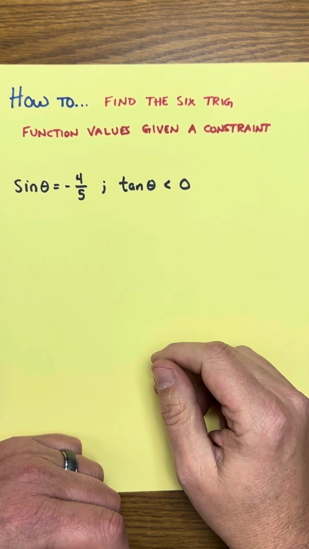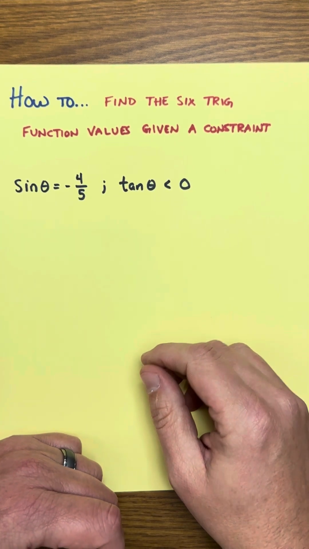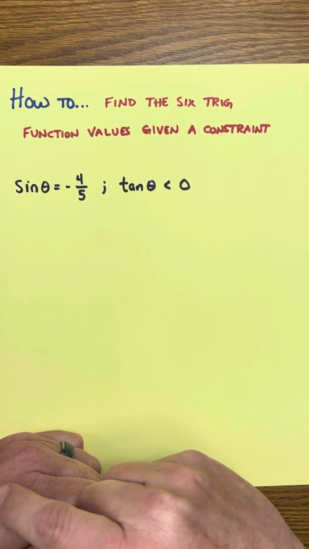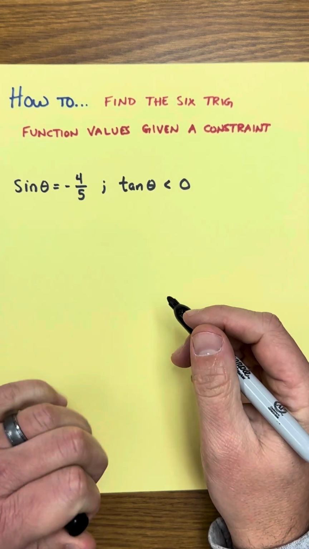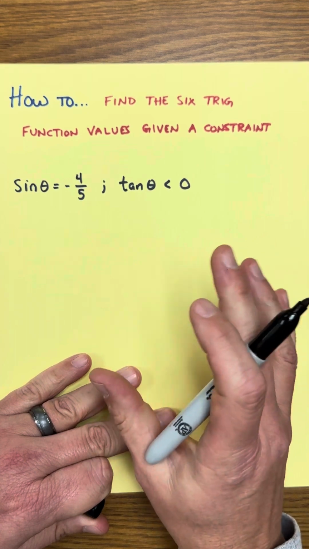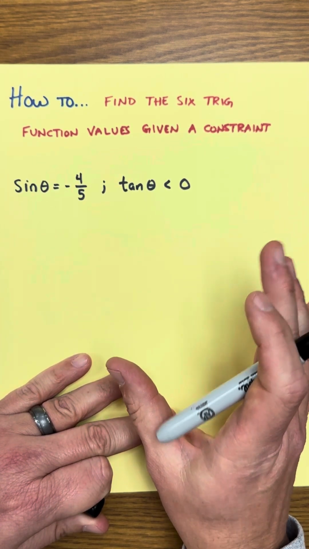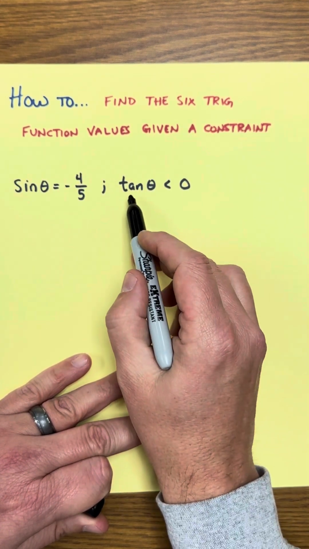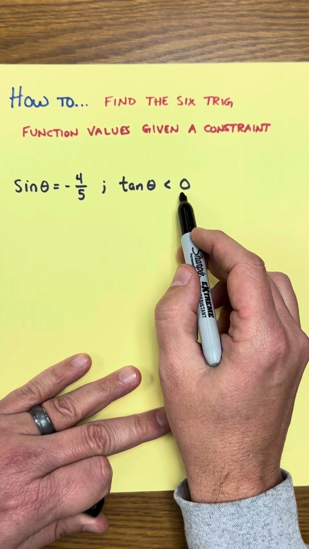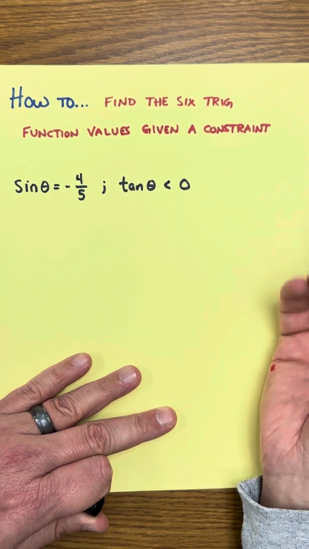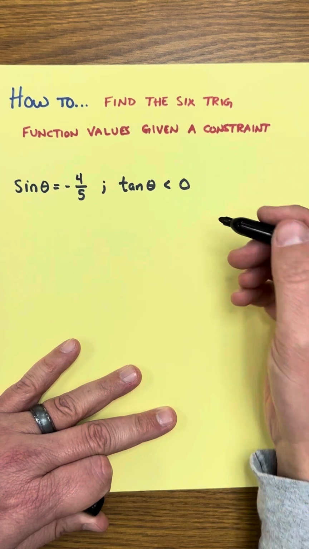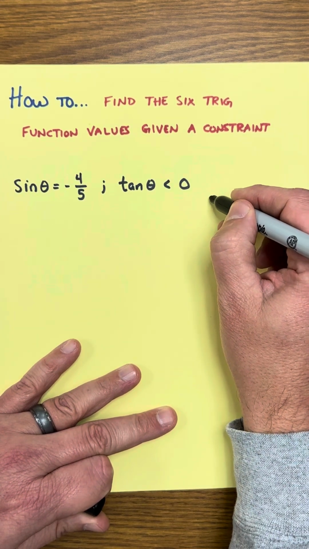In this video, I'm going to show you another example of how to find the 6 trig function values given a constraint. And here the constraint is a little more vague about where the angle needs to be located. The constraint is just that the tangent of the angle is less than 0. And remember, less than 0 means negative. So the first thing I need to do is figure out where this angle is at.